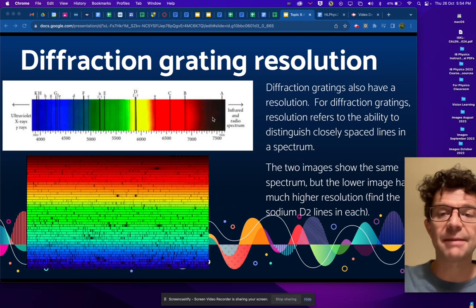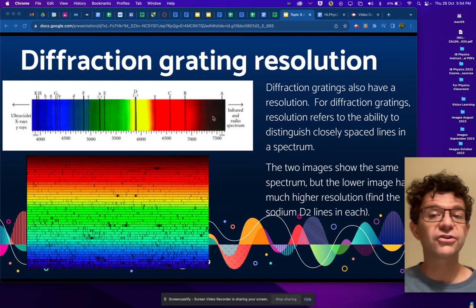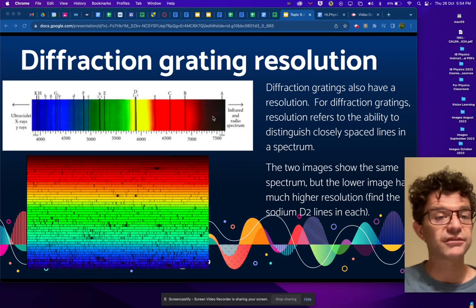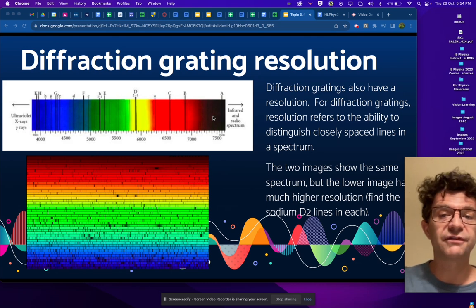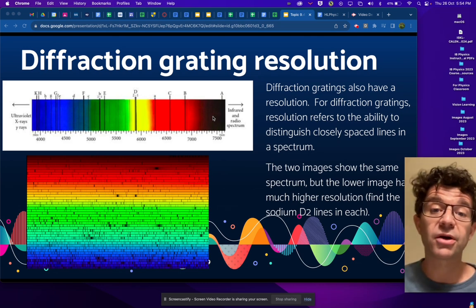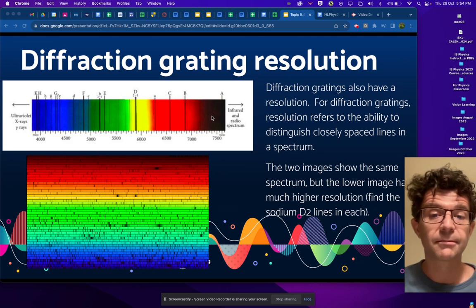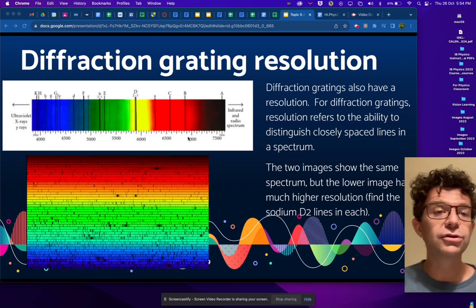Diffraction gratings can separate light into its colors. This is super important for astronomers, who use this to find the spectrum of different stars, which can help them figure out if they're moving towards us or away from us, or the chemical composition of those stars. The resolution of a grating tells you how well you can identify individual frequencies. These both show the full spectrum from a diffraction grating, but the second image has a much higher resolution.